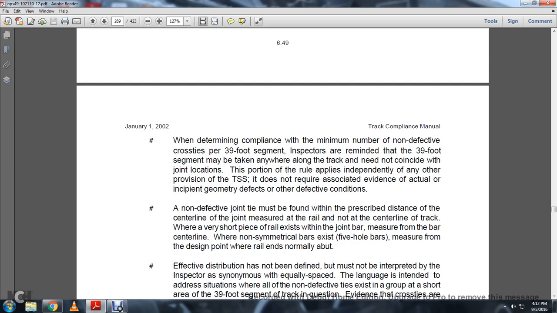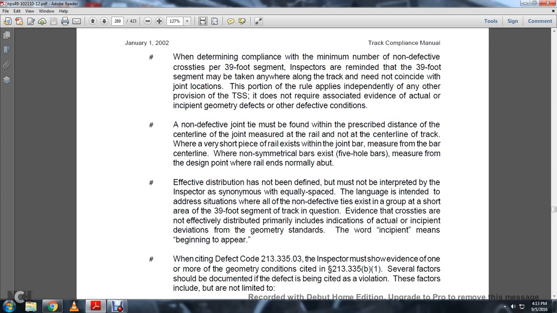When determining compliance with the minimum number of the non-defective cross ties per 39-foot segment, inspectors are reminded the 39-foot segment may be taken anywhere along the track and need not coincide with the joint location. This portion of the rule applies independently of any other provision of the track geometry or track safety standards. It does not require the associated evidence of the actual incident of geometry defective or other defective conditions. A non-defective joint tie must be within the prescribed distance of the center line of the joint, measured of the rail and the center line of the track.